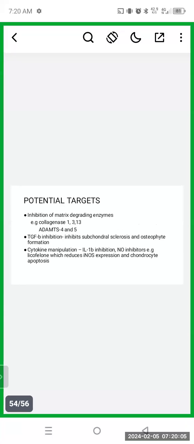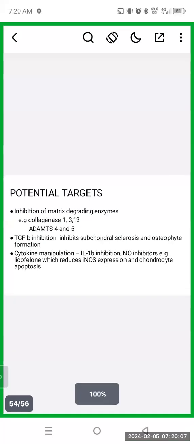Surgical intervention is the last resort if they have all failed to respond to the previous measures we have mentioned, which include joint replacement, meaning the replacement of the articular surface. Osteotomy could be done, and lavage and joint debridement could be done if there is secondary infection that sets in. So these are the potential targets that are going to be employed in the near future.